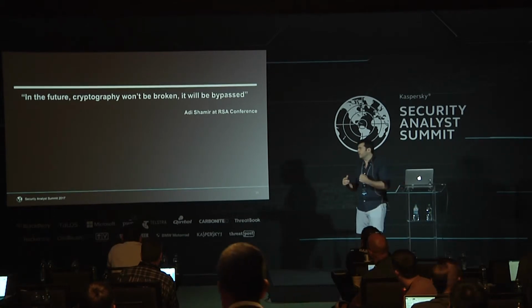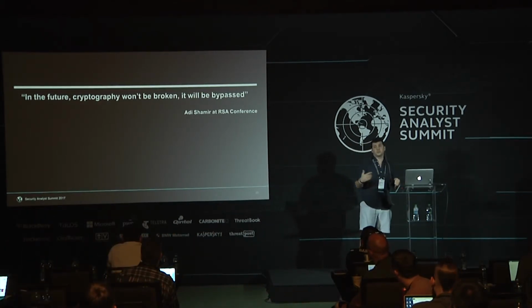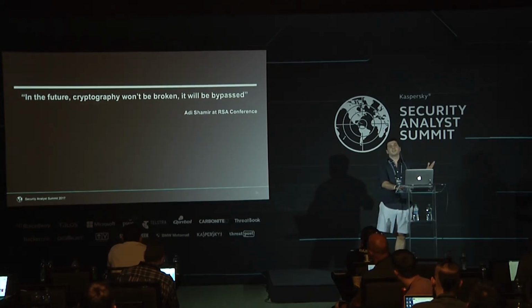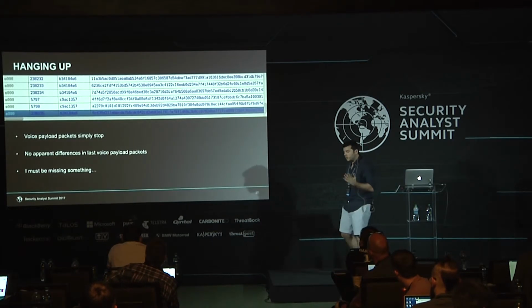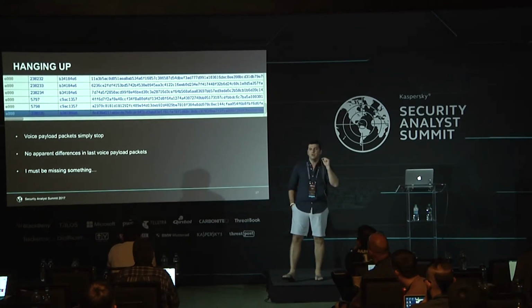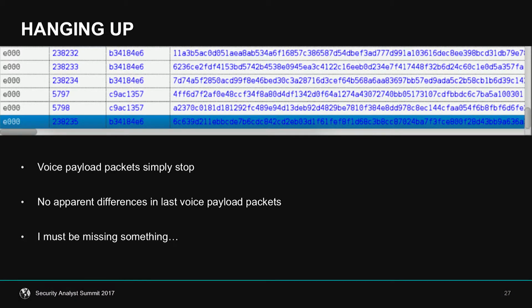And the truth is, Ali Shamir already mentioned that I shouldn't be trying to break cryptography. I should try to bypass it. So I started to think of ways, how could I come around that and actually still be able to do something interesting? And so I thought about the hanging up. So what happens when you hang up on the MacBook Pro? I made a call, finished the call, I click hang up. And so I look at the network trace, and I see that nothing really happens.